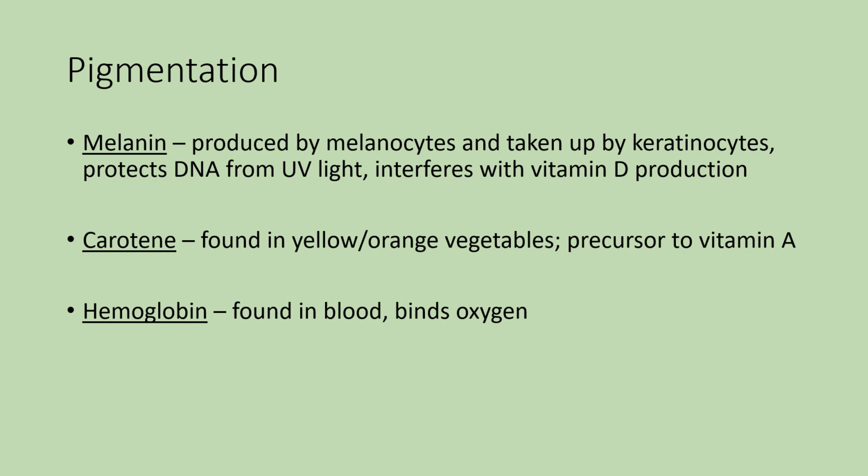The skin color, pigmentation of the skin. One of the major pigments is going to be melanin. That's produced by those melanocytes that are down by the stratum basale layer. Now, the melanin is going to be taken up by the various keratinocytes, and as those cells move up towards the surface, they have the melanin in them. What's the purpose? Well, it helps protect the DNA from UV light. It can interfere with vitamin D production, which we'll talk about at the end of this chapter.